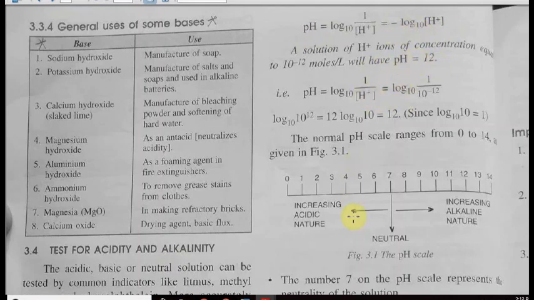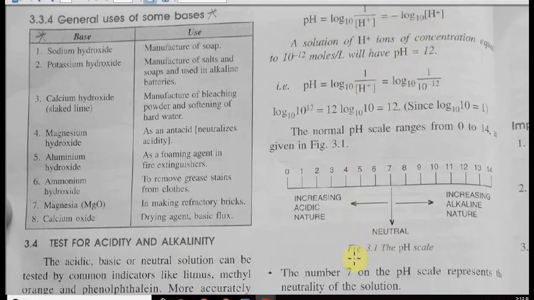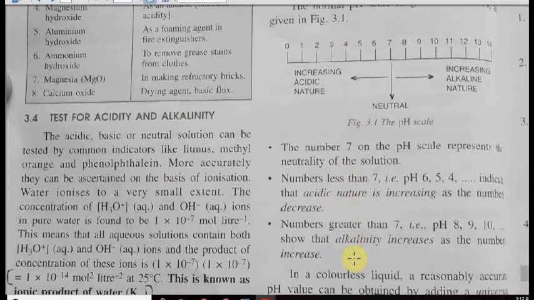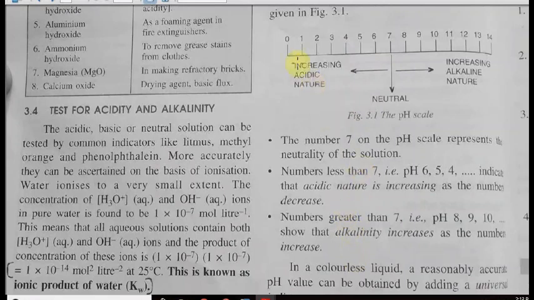So going to figure 3.1, please check this figure. We have a scale with numbers written 0, 1, 2, 3, 4 up to 14. Sorensen marked 7 as neutral. Before 7 is the acidic range, and after 7 is the basic range. If a solution has a pH value of 1, 2, 3, 4, 5, 6, it is acid. If the pH value is 8, 9, 10, 11, 12, 13, these are basic.